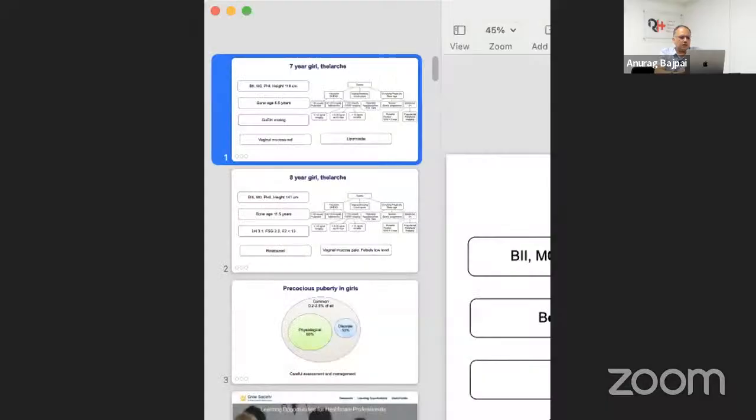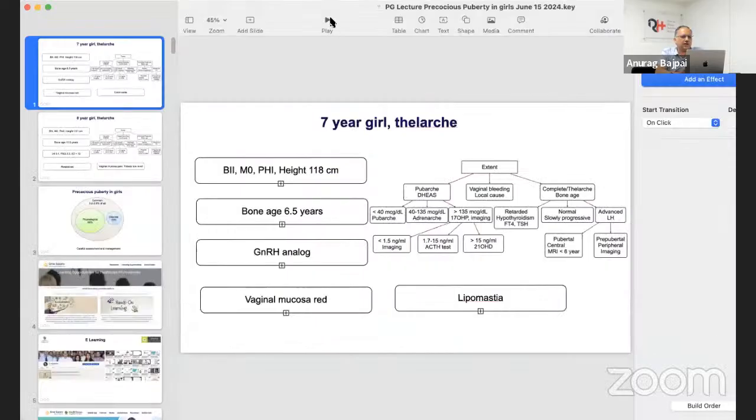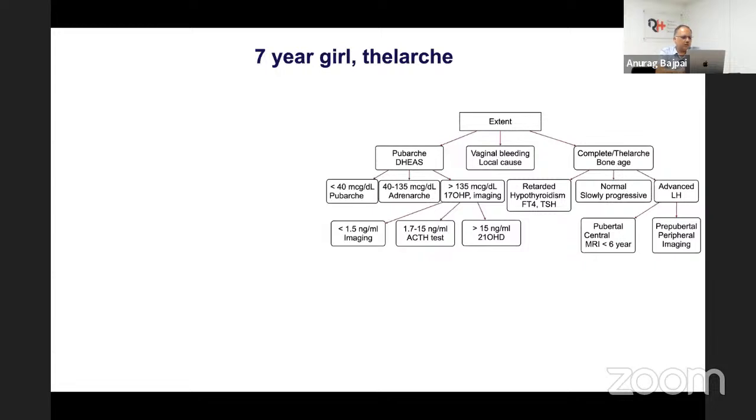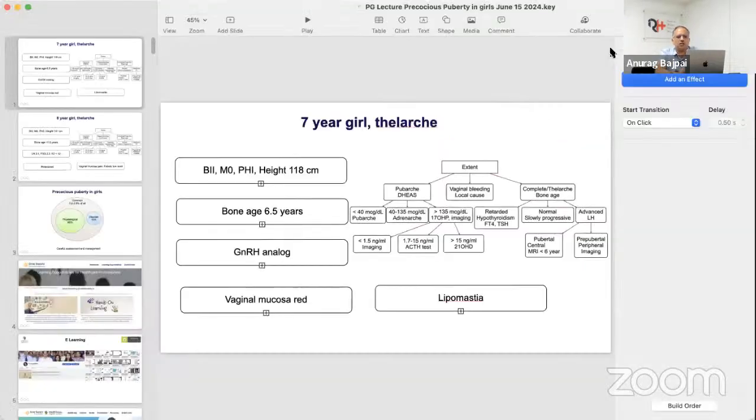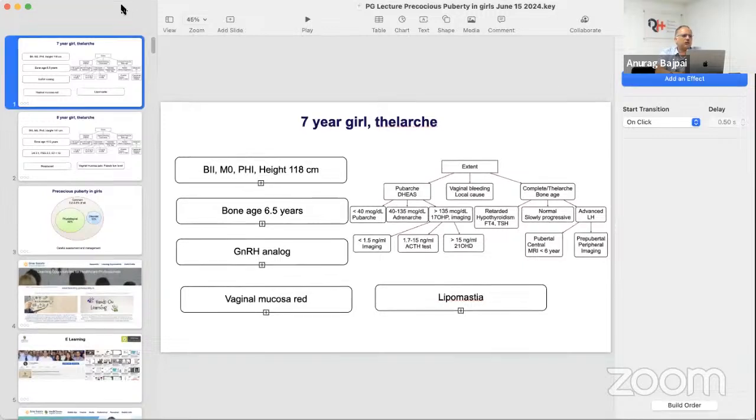Precocious puberty is a common finding which we observe in our clinical practice. The main reason we are concerned about this is that there could be long-term issues in terms of growth and other parameters.